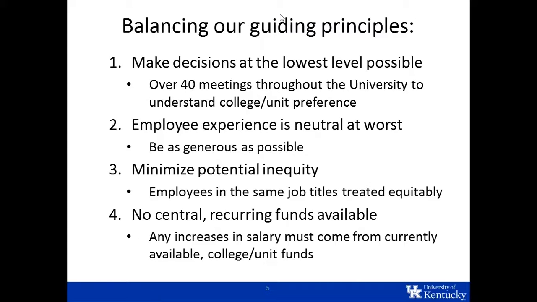The third guiding principle is to minimize potential inequities. We are a very large, complex university with a lot of different job duties and a lot of different job titles, but we needed to make sure that we were very streamlined in our processes and that employees with the same job titles would be treated equitably. You'll see that this is a little bit of a challenge when you're thinking about the various things that individuals do, but we had to have some kind of guideline for a fair and equitable rollout of this new federal ruling.